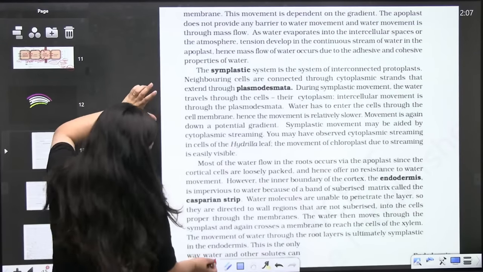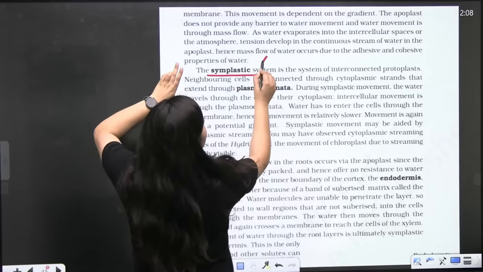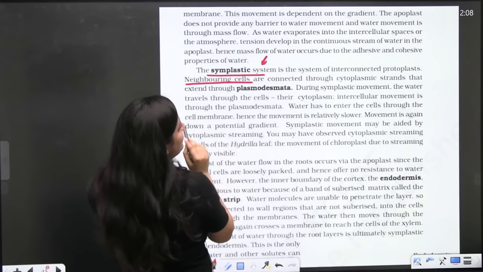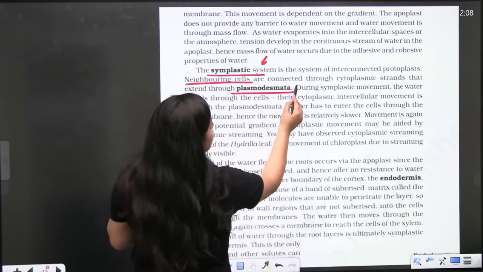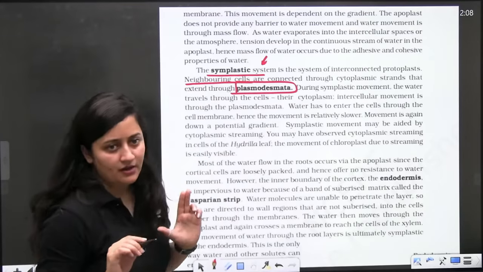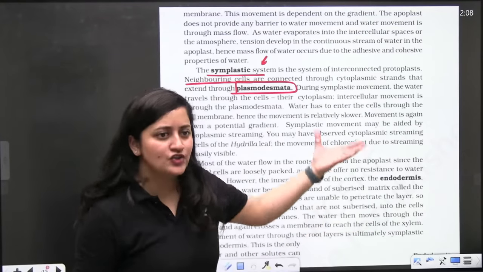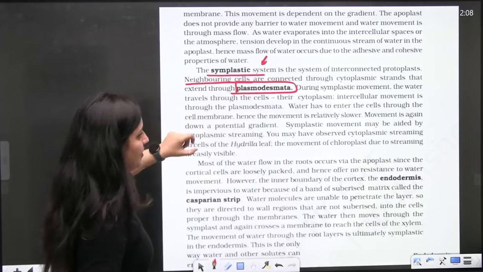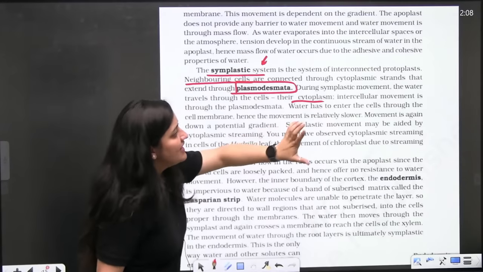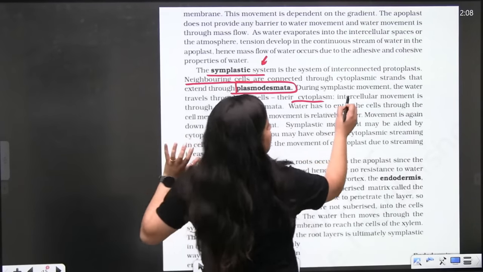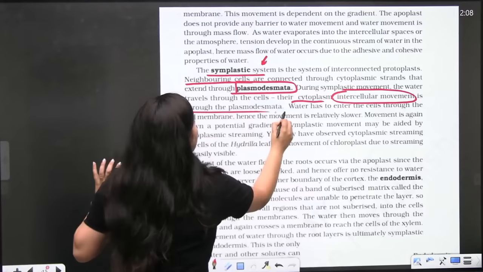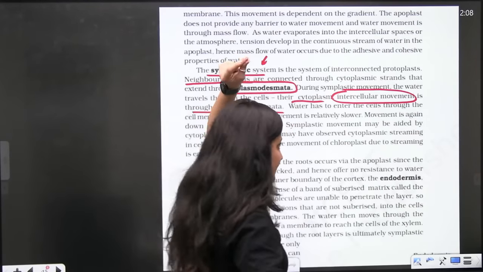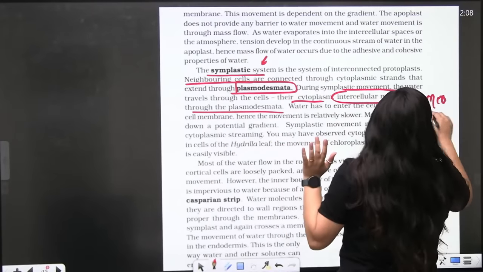Here you can see these important highlighted points. The symplast is a system of interconnected protoplasts, where neighboring cells are connected through cytoplasmic strands known as plasmodesmata. In animal cells, we talk about gap junctions. In plant cells, we talk about plasmodesmata. This is what you need to remember. So in symplast, intercellular movement is there through plasmodesmata. Definitely this MCQ will come in your paper.